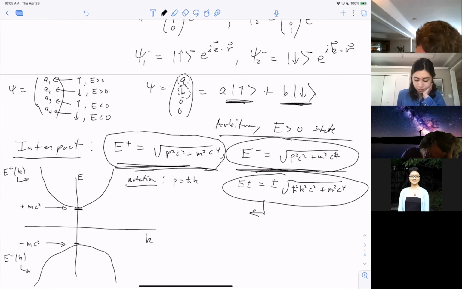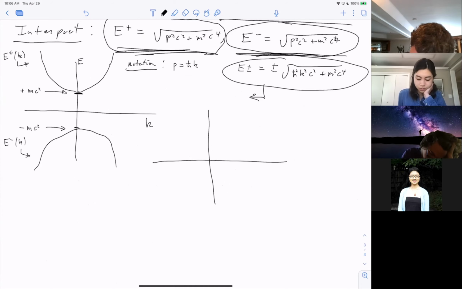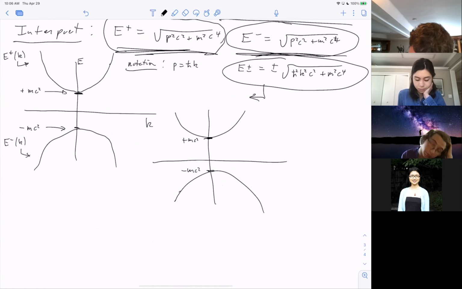What does it mean? So let's ask ourselves what this means, because let's think about this for a second. I got this positive parabola and I got this negative parabola. But that's my plus mc squared and that's my minus mc squared. This is E versus K.